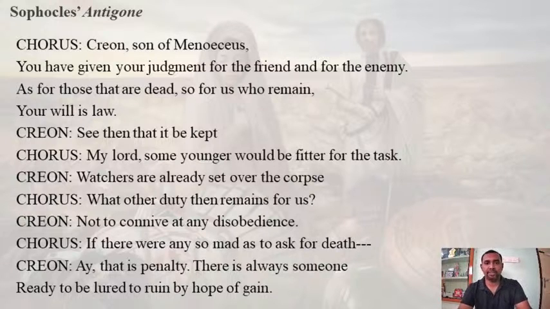So as far as Creon is concerned, the friend is Eteocles and the enemy is Polynices. So the Chorus accepts his law, the idea of not giving an honorable burial to Polynices and giving an honorable burial to Eteocles is something which is acceptable. They have accepted it.